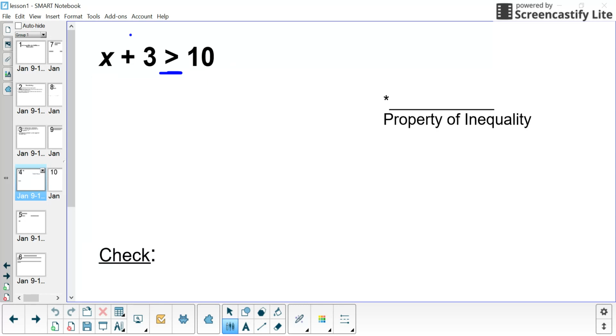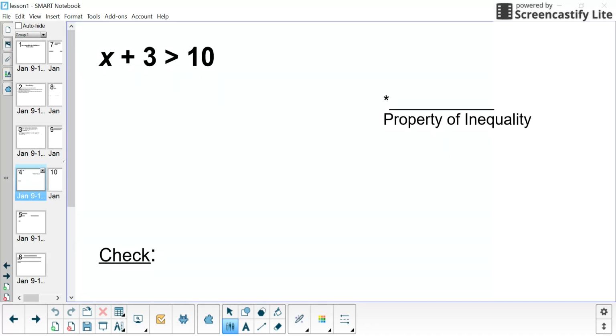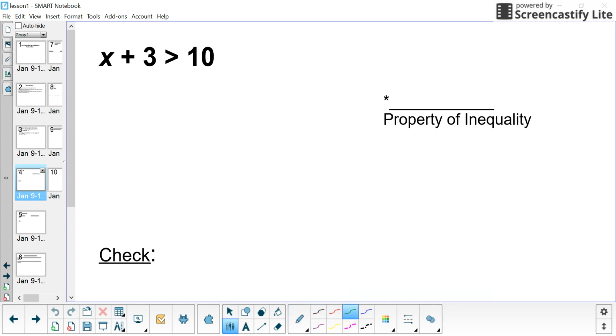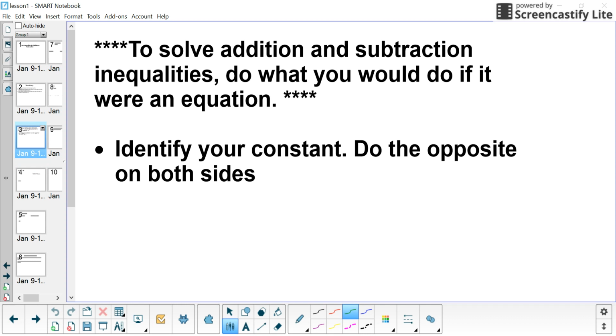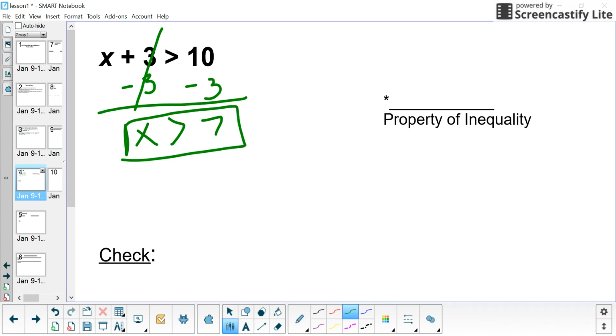If we start solving, you want to start by identifying the constant and then doing the opposite. My constant here is this plus 3. So instead, I'm going to do the opposite, which is subtracting 3 on both sides. If I subtract 3 on both sides, my 3's cancel out on the left, and I'm left with x is greater than 7. 10 minus 3 gets you 7. So this is what my final inequality is.